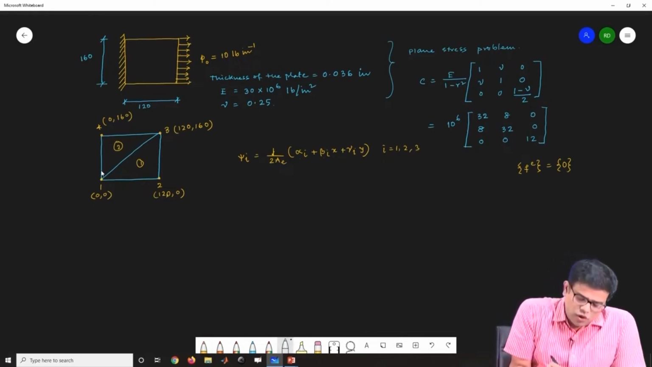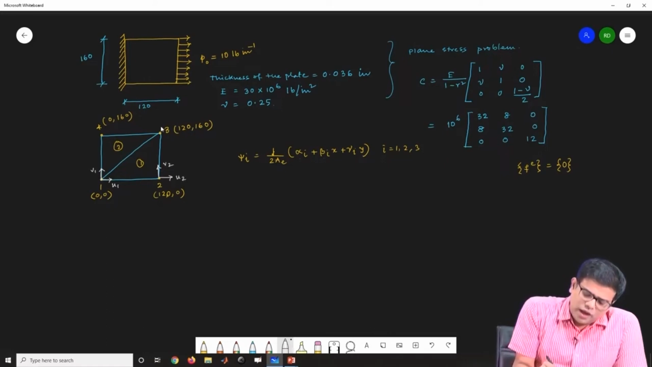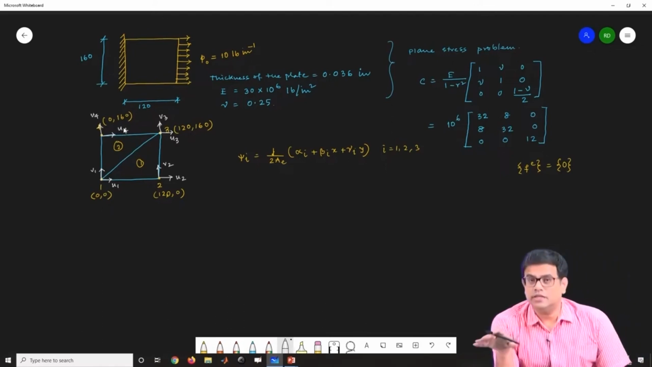Each node will have 2 degrees of freedom, that is u1 v1, then you have u2 v2, then you have this one, that is u3 v3, and you have u4 v4. So you have a total of 8 degrees of freedom.